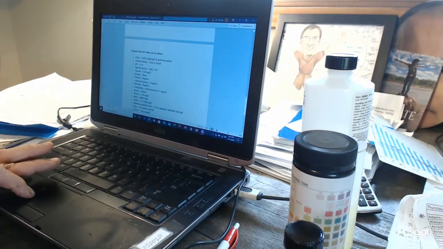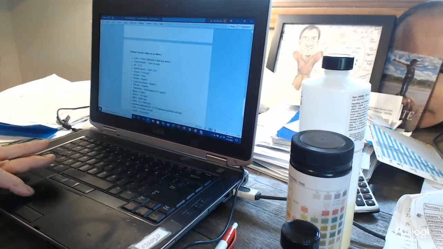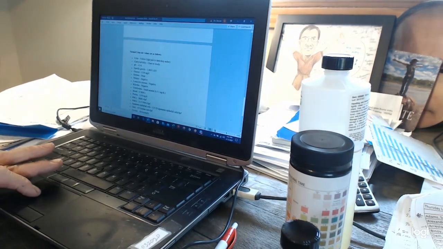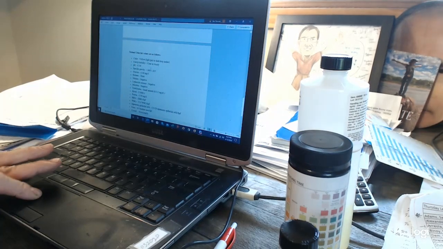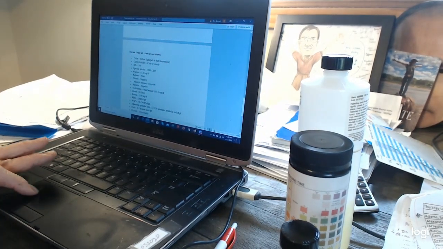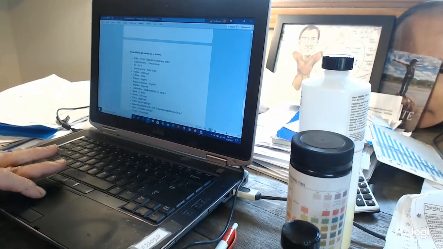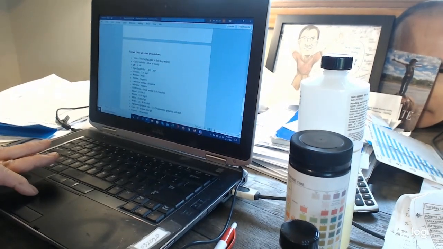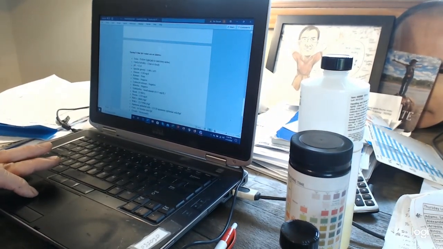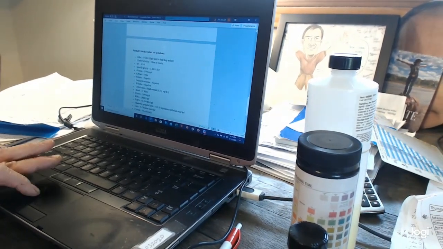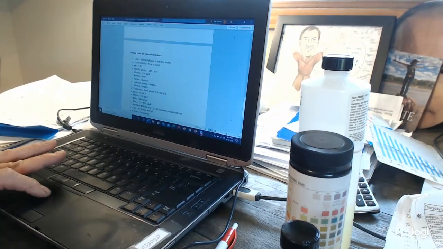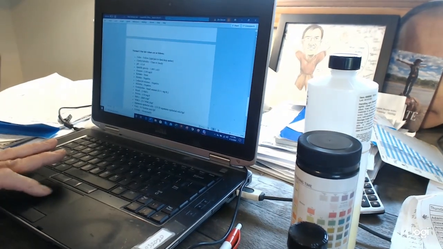Specific gravity, really low to really high. 0.01 to 0.02 is probably a good range for normal specific gravity. Glucose should be basically none. This is a tiny amount. No ketones, no proteins, no blood, and so forth. So those are your normal values.